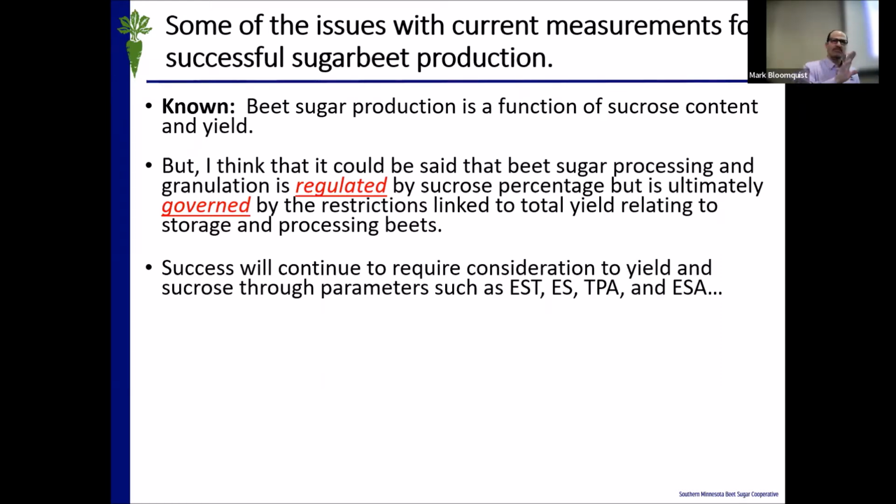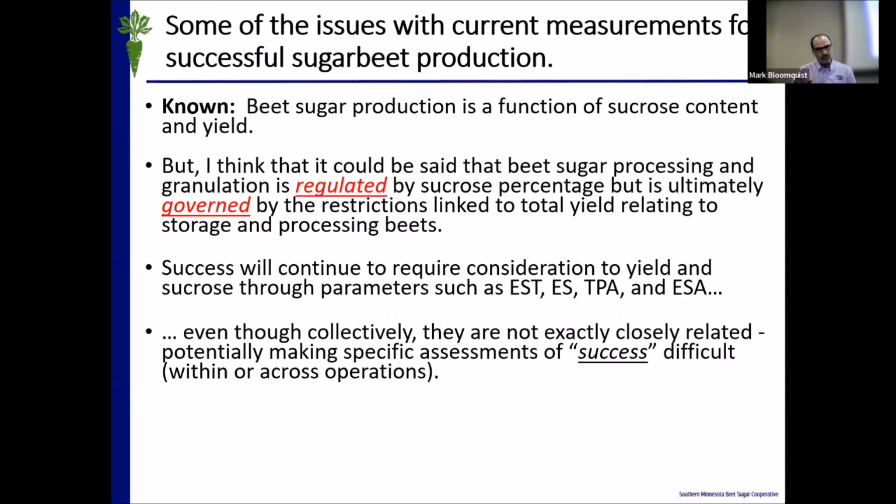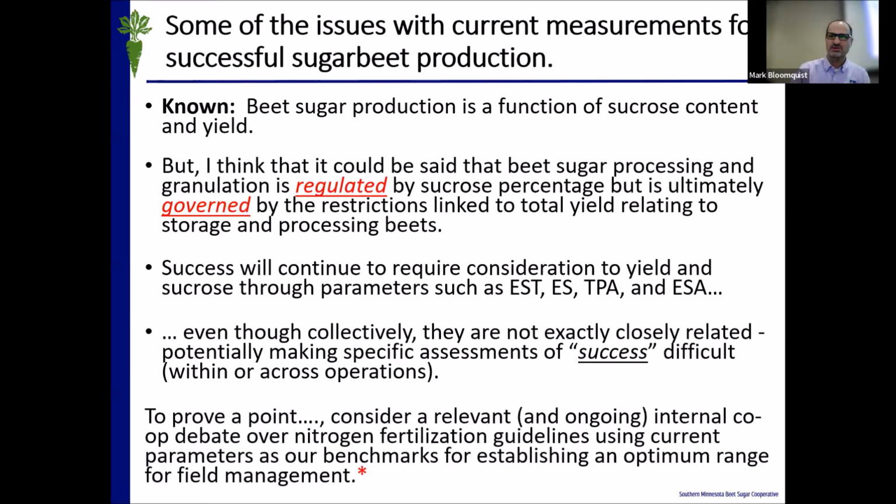Let me stop there and make sure that before we get into this whole discussion, because it's going to get interesting here really fast as we start to introduce some new concepts, success will continue to require consideration to yield and sucrose through the parameters that we currently use. All of those that are mentioned right there that I showed you earlier on the second slide of the presentation. Even though collectively they are not exactly closely related, and that makes the potential for specific assessments of success kind of difficult. And that can be difficult across fields, across operations, across factory districts, across companies, and across the United States. This whole idea of trying to utilize these combinations of our current parameters makes assessment of success kind of difficult.